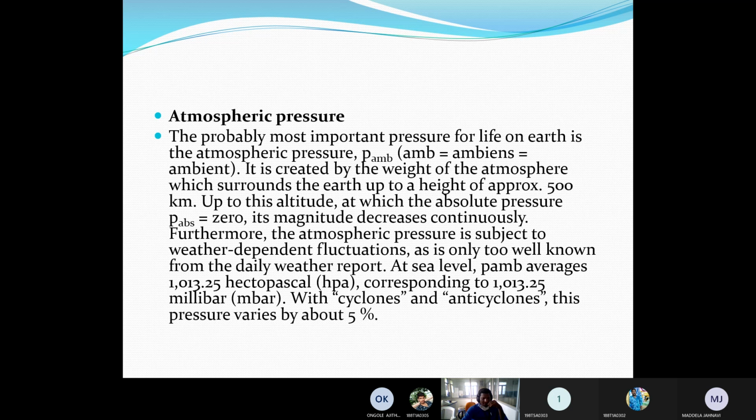Atmospheric pressure. Probably the most important pressure for life on Earth is the atmospheric pressure. Sometimes we may hear two terms, atmospheric pressure and ambient pressure. What is the difference between atmospheric conditions and ambient conditions? Ambient conditions means close to the atmospheric conditions. Close to the atmospheric conditions are called ambient conditions.